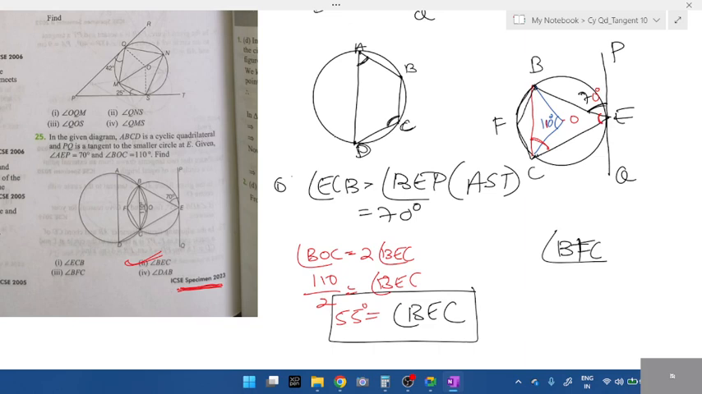BOC. Yes, it is isosceles. O is not the center, right? Have they mentioned O center? Then it can't be isosceles. If they mention O center, that is isosceles, Amy.